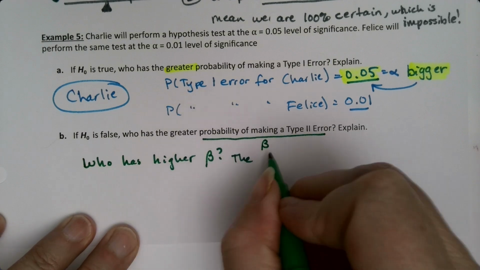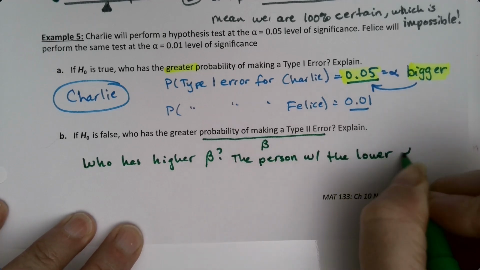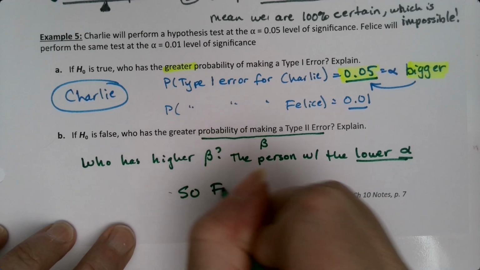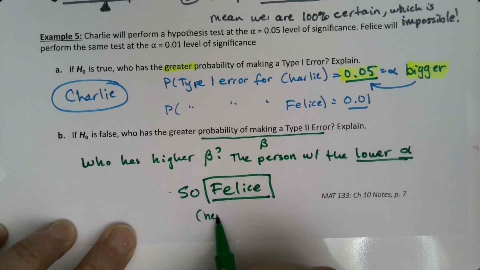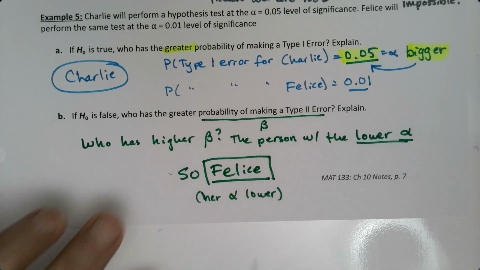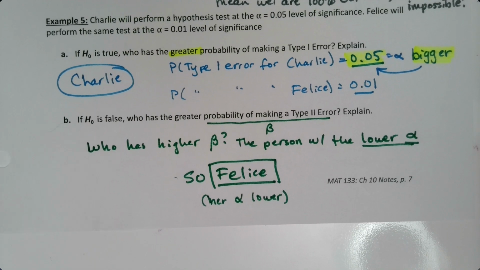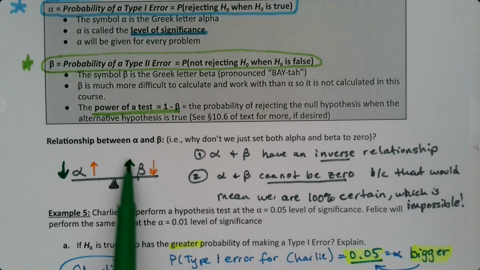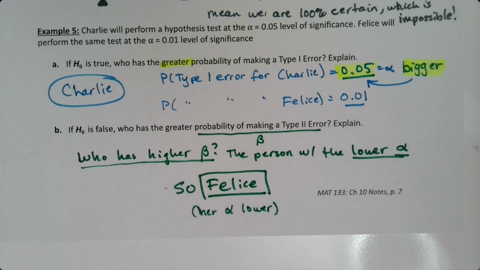So who has a higher beta? The person with the lower alpha. And that would be Felice, right? Felice has the lower alpha. And since her alpha is lower, that means her beta will be higher. Because, of course, alpha and beta have an inverse relationship. When you raise your beta, you lower your alpha. Lowest alpha gets you highest beta. And that's Felice in this instance.